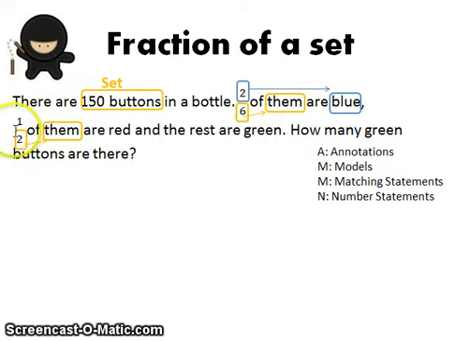Now let's take a look at the numerator. 1 out of 2 of them are red. So the numerator refers to the condition. 1 out of 2 of them are red.